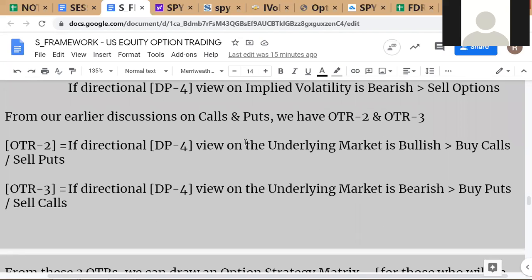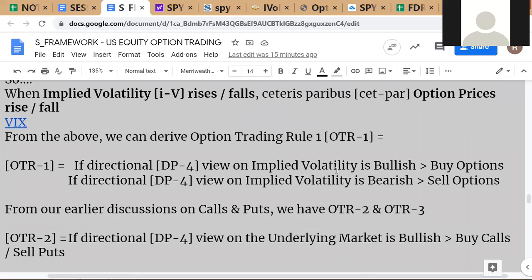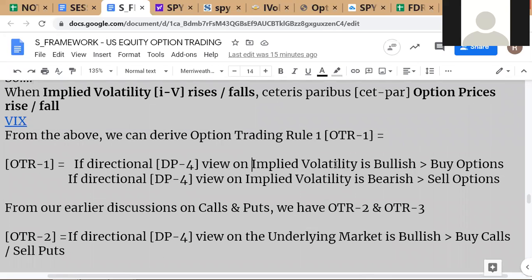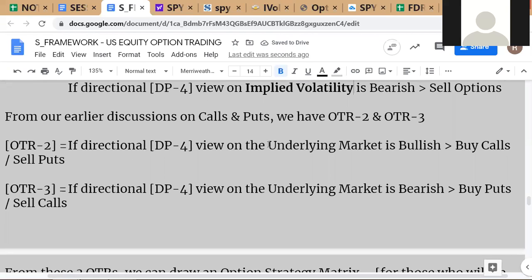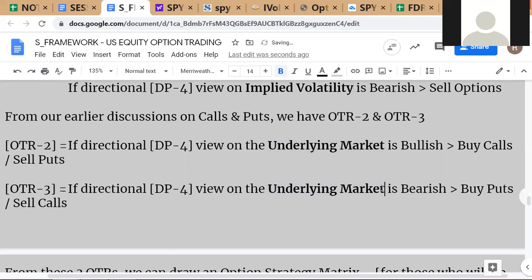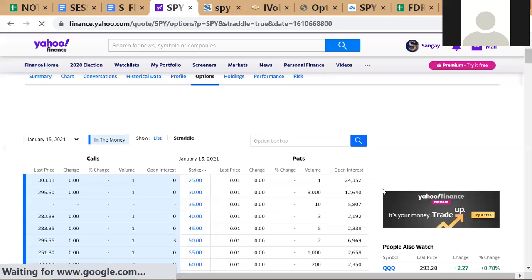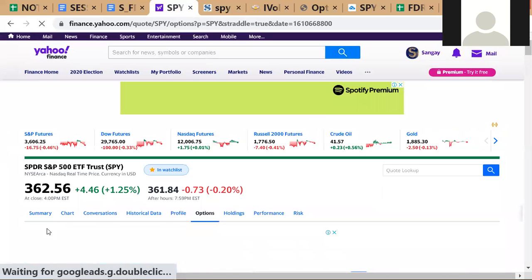Second is, the first is implied vol. View on implied vol. And the second is underlying market. What is the underlying market when we are trading SPY options? The underlying market when we are trading SPY options is SPY common stock, which is this price.